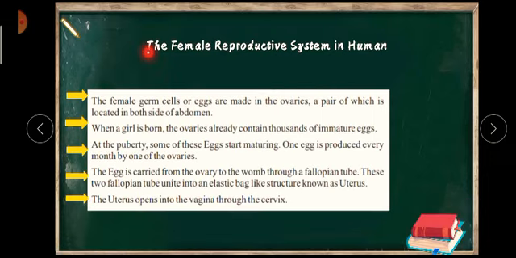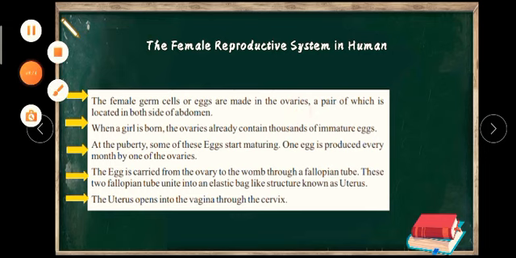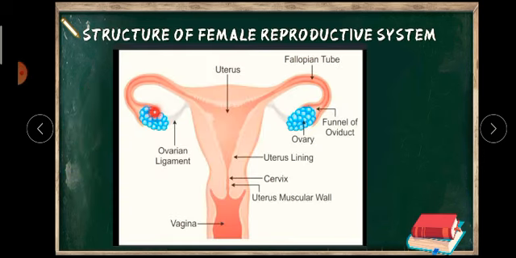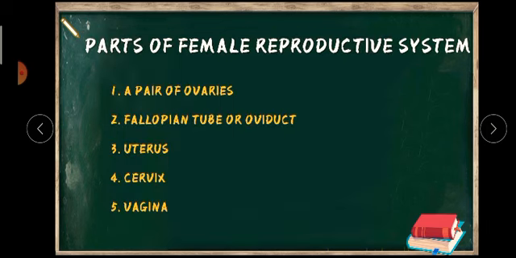So let us see the female reproductive system which is present in humans. The female germ cells or eggs are made in the ovaries. So ovaries are responsible for preparing these female germ cells, which are also called eggs, and a pair of them is located on both sides of the abdomen. That means in the abdomen, on both sides, one pair of ovaries is located.